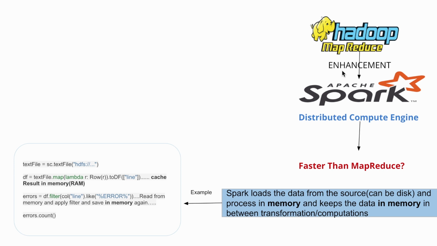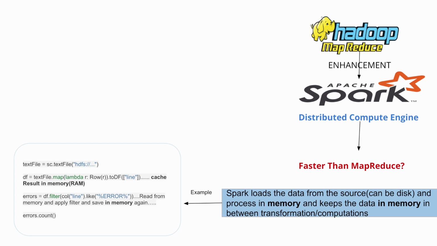Therefore, Spark comes into the picture as a distributed compute engine which will solve the problems with Hadoop's MapReduce compute engine. Spark compute engine is faster than MapReduce compute engine, but how? Spark loads the data from the source, processes it in memory, and keeps the data in memory, and saves a lot of extra time, which is the disk read and write time, like disk IO time, which was involved in Hadoop MapReduce.